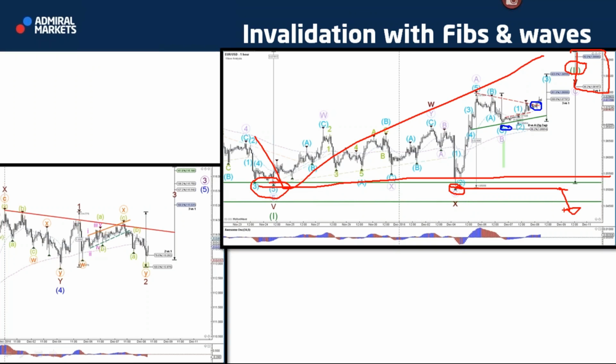Don't get me wrong, you don't have to use invalidation or confirmations only with fibs or waves. Once again, just to make sure that's clear, you can use this invalidation and confirmation with any tool or indicator you want. It's up to you. Use the ones that you like. Set up invalidation and confirmation levels with those tools. I use fibs and waves, so I'm providing you some examples with that.